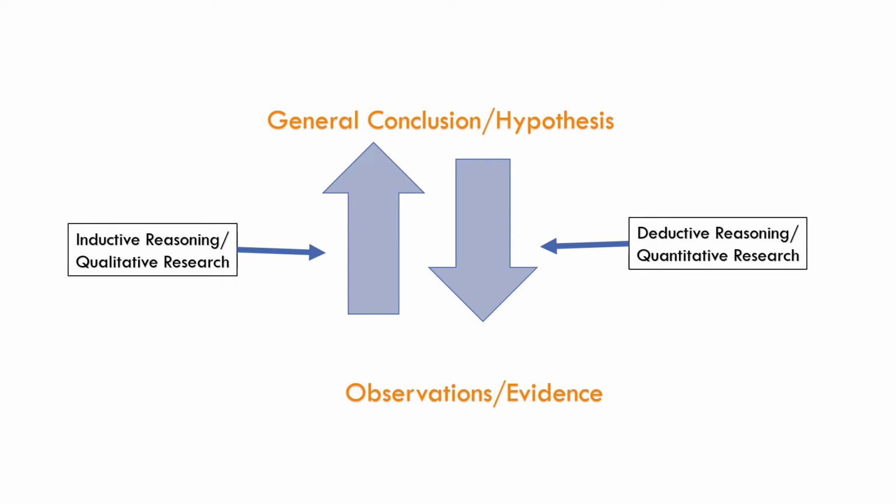In qualitative research, we use inductive reasoning, meaning that we start with the observations and evidence, and then we build our conclusion or our hypothesis. This is in contrast to quantitative research, where we start with our conclusion or our hypothesis, and then we see if the observations and evidence confirm that. So qualitative research is exploratory, while quantitative research is confirmatory. Again, qualitative research is exploratory, and quantitative research is confirmatory.